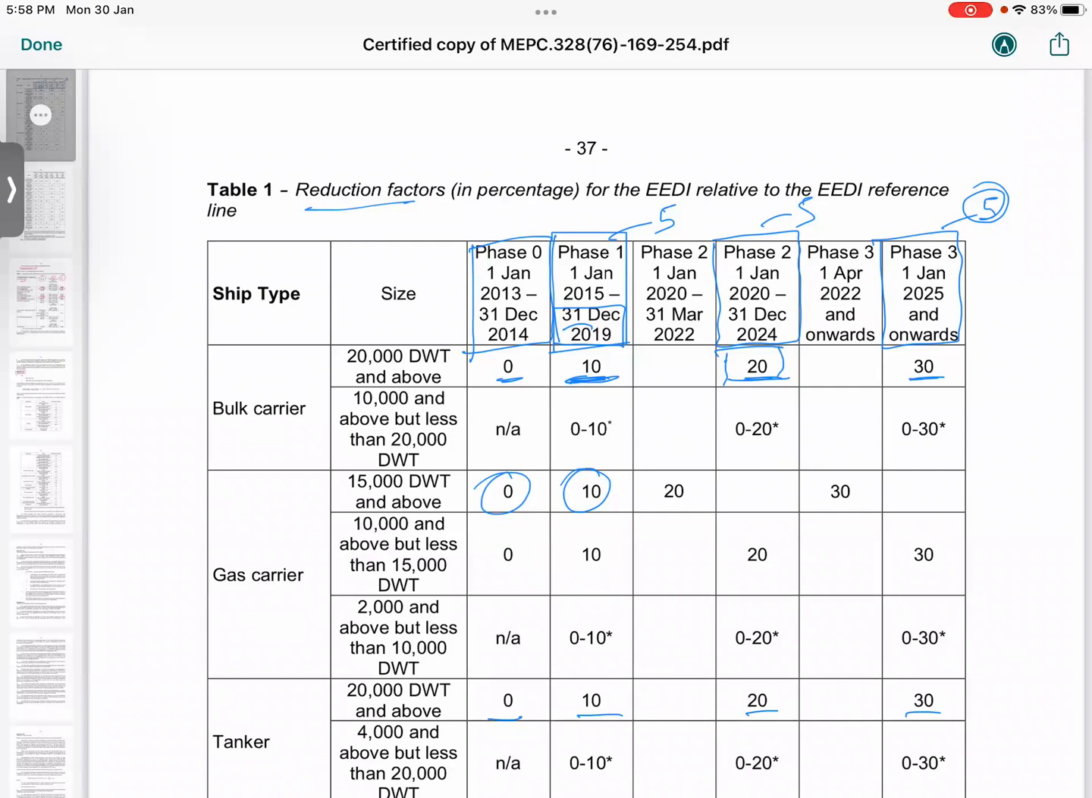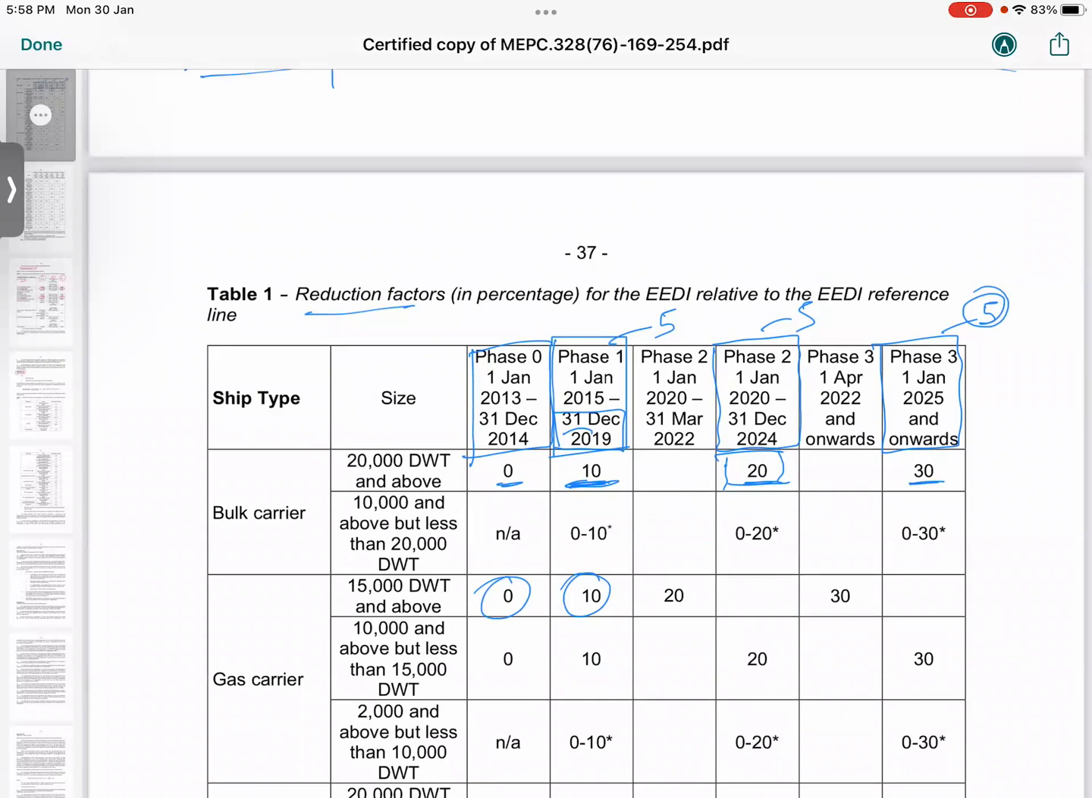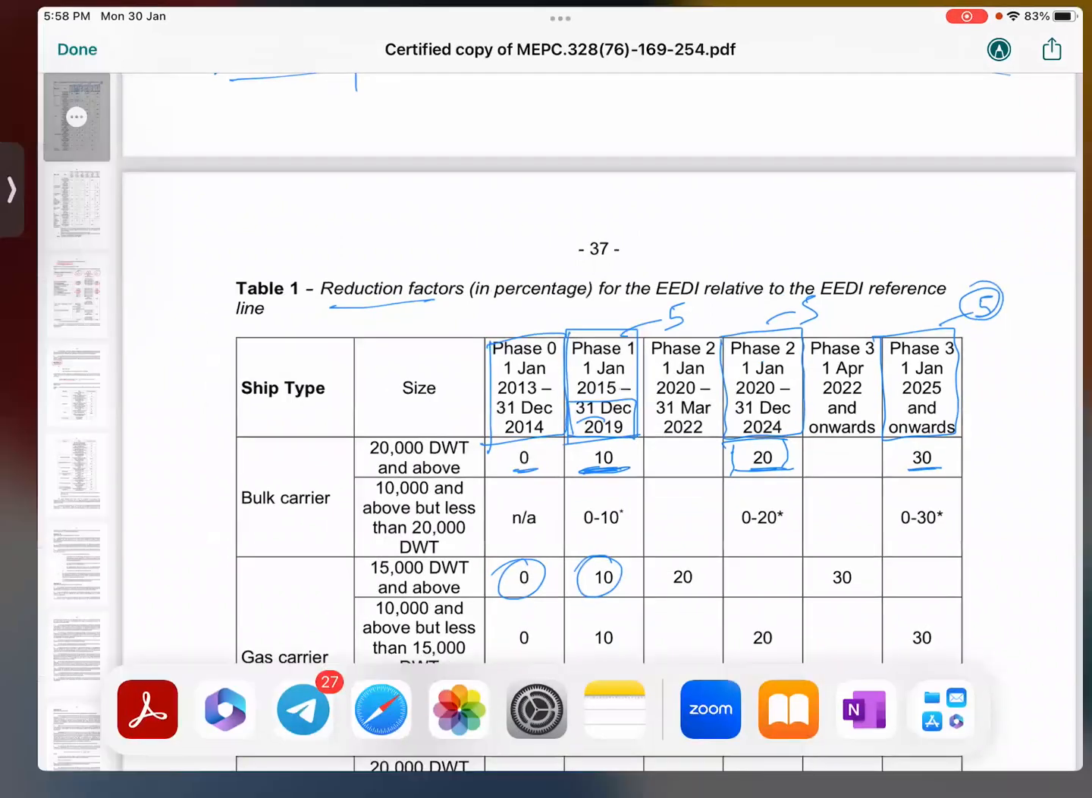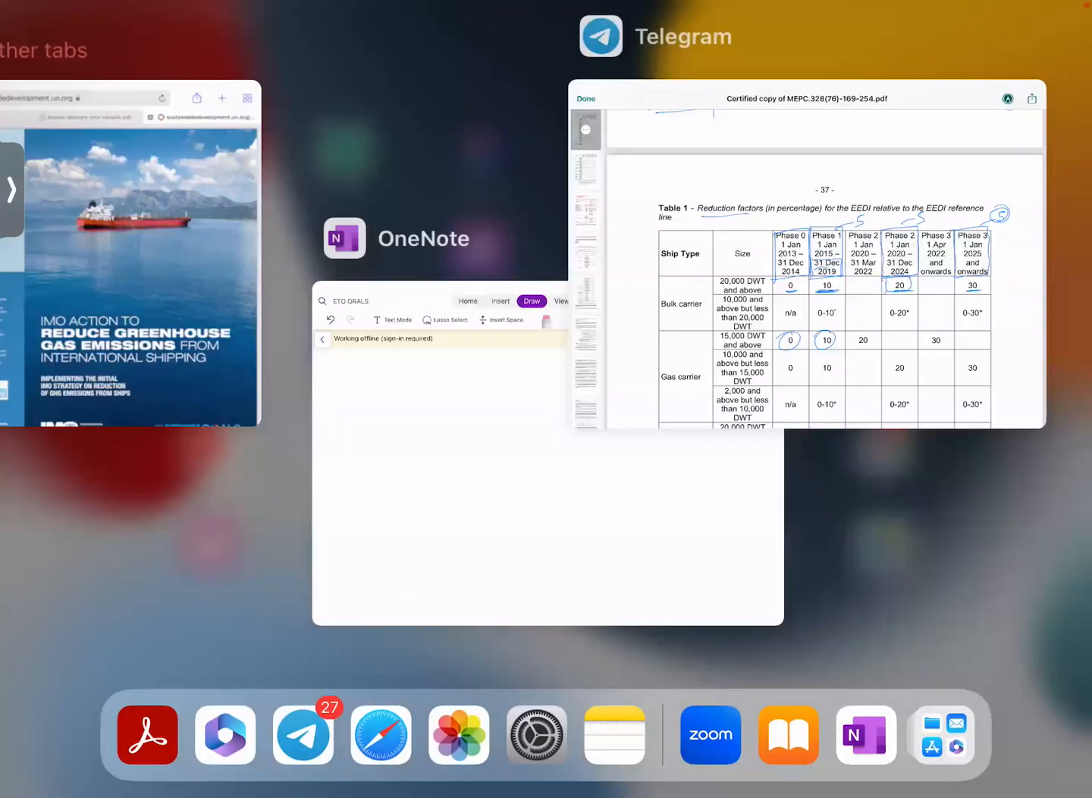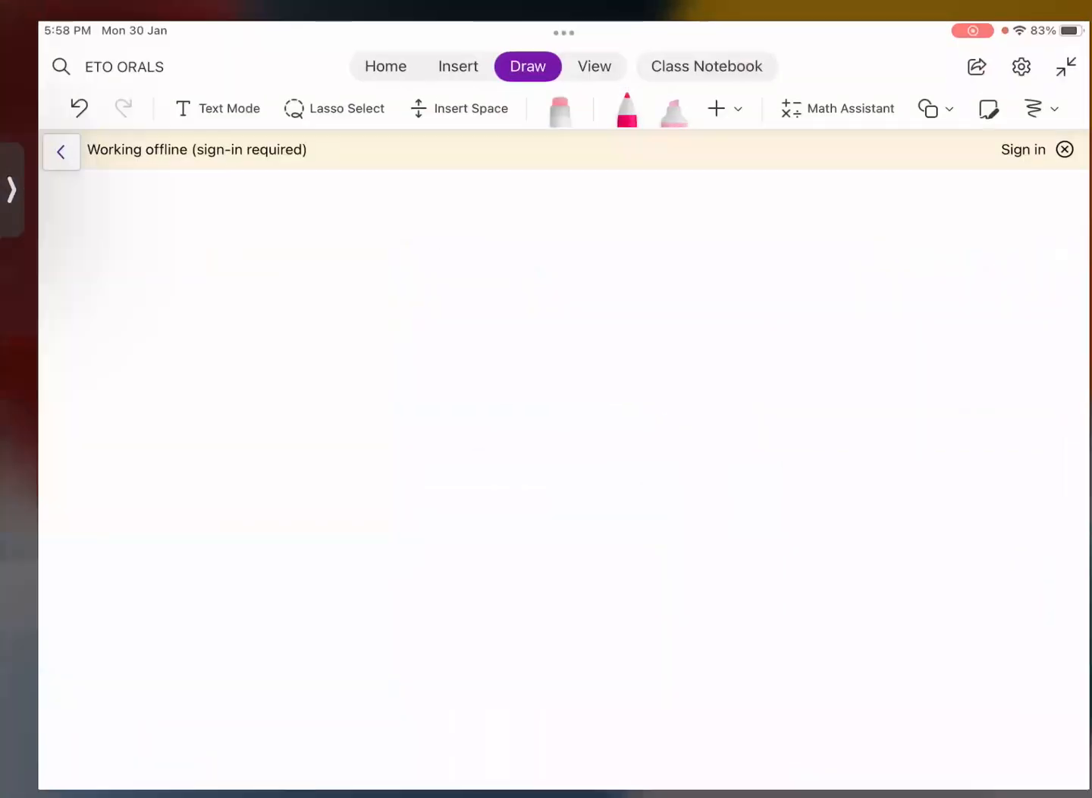This reference line, whatever you said about the reference line. So for 0%, they will have a reference line. For 10%, they will have a reference line. So from that reference line, we have to make a 10% reduction. Am I right? Yes, correct. I was just getting to that. Very good. You decoded it before me. Good. So this was the reference line.